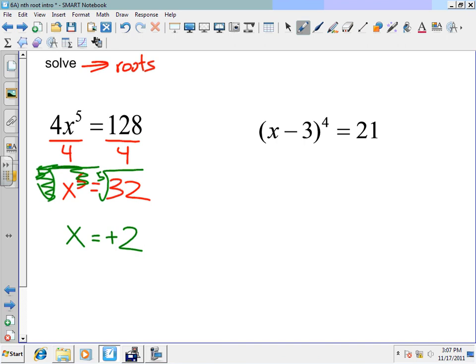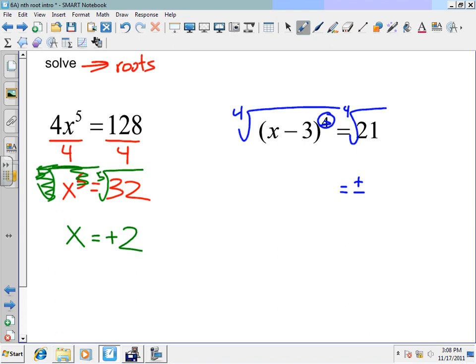Now, looking over here, we're going to say, okay, x minus 3 raised to the 4th power. How do I get rid of this? How do we get rid of that exponent? Take the 4th root of it. Do it to both sides. Now, being that it's the 4th root, we want to take both positive and negative because it's an even index.